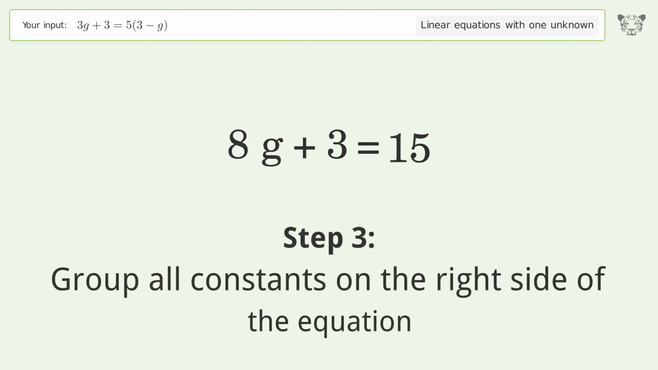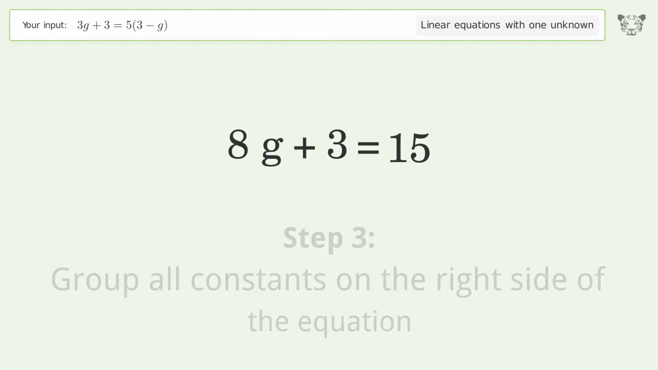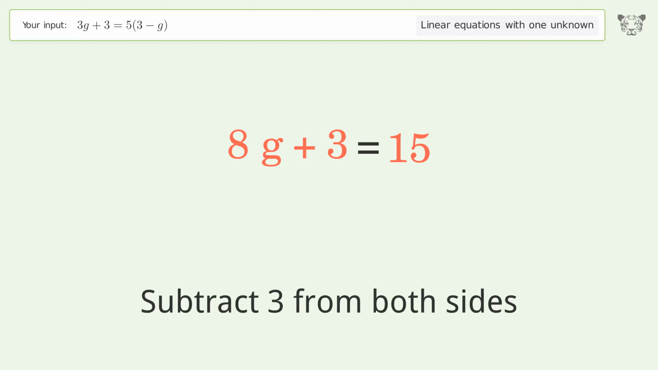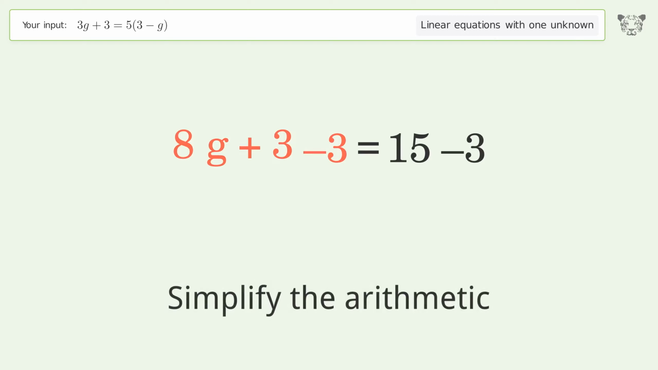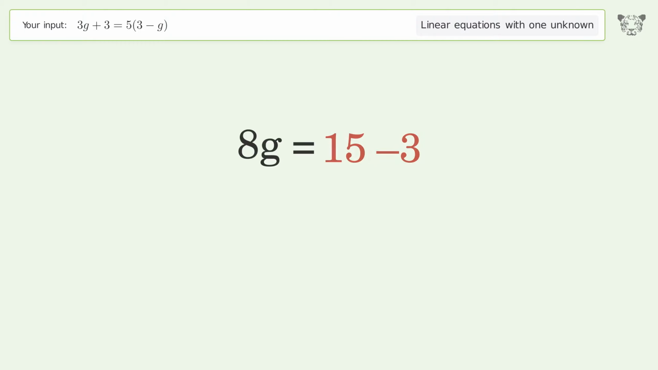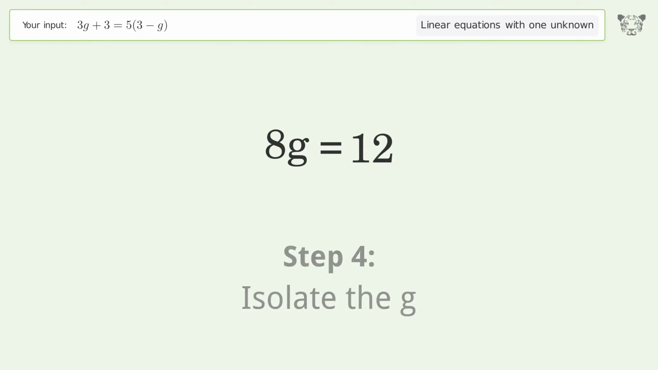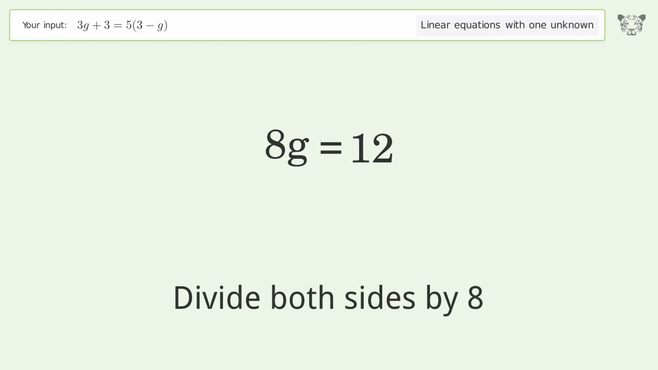Group all constants on the right side of the equation. Subtract 3 from both sides. Simplify the arithmetic. Isolate the g. Divide both sides by 8.